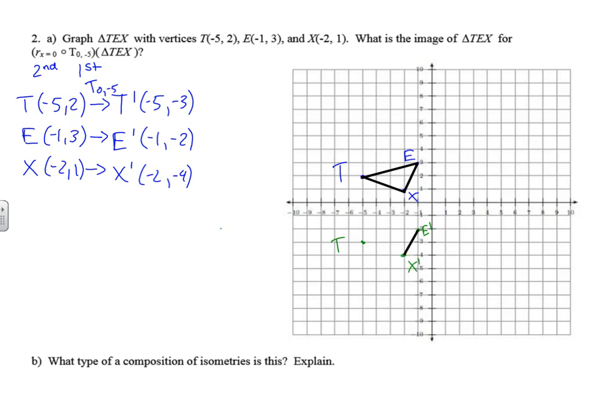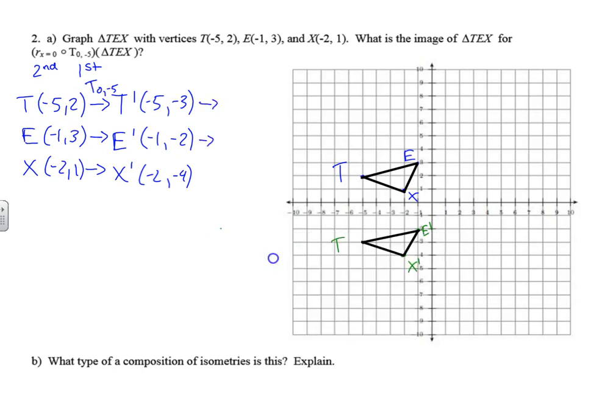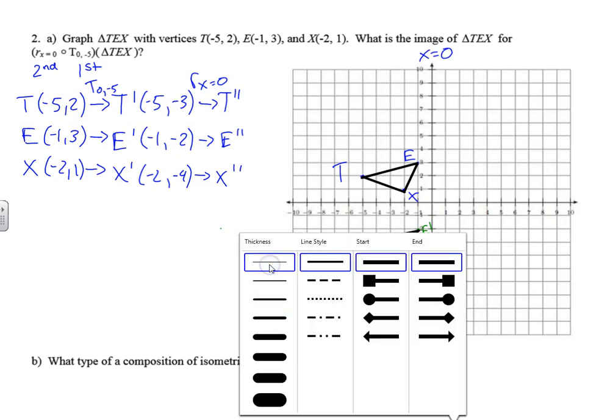So this is what we've got going on there. All right, now we got to do the second one. T double prime, E double prime, X double prime, and a reflection in the line X equals 0. So remember, X equals 0. X equals is always a vertical line, and this is the y-axis. So we're just going to flip it over however far we were from that point.